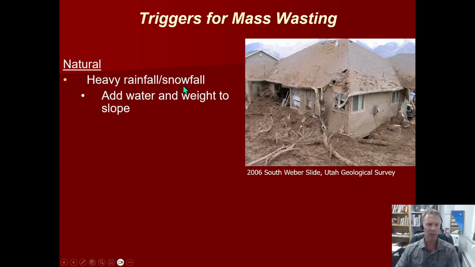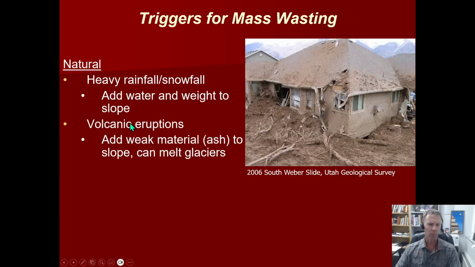So usually heavy rainfall or snowfall is probably one of the most common triggers, basically adding more water and completely saturating the sediment within a slope. It not only adds weight to the slope, but it reduces the shear strength of that slope. Volcanic eruptions can be part of the equation at times, either erupting and adding ash, or having a volcanic landscape coated in ash, which is very easily mobilized during mass wasting events. So that's part of the equation at times.